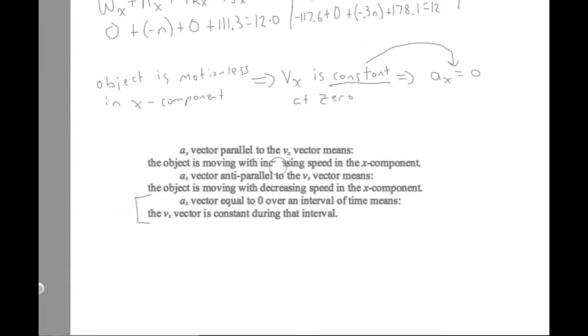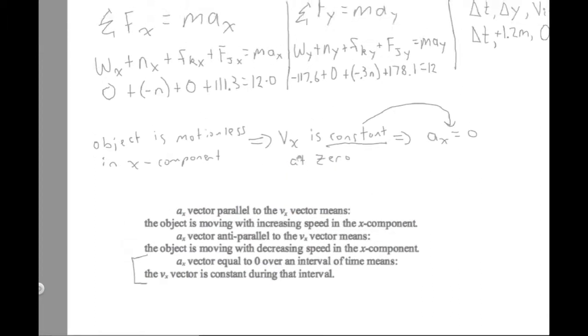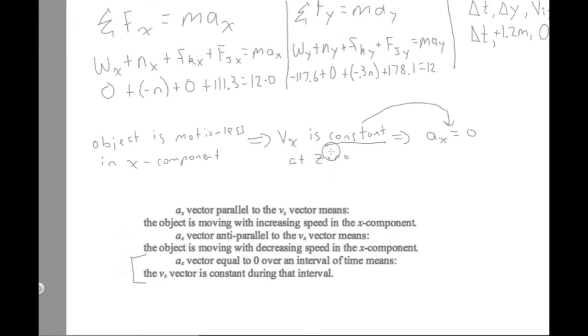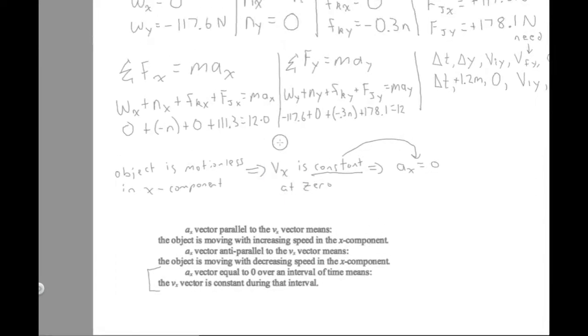Vx is constant, so Ax is 0. Okay, you don't have to think that through so carefully every time, but it's good to be able to occasionally do that. So our a sub x is 0 in this case.